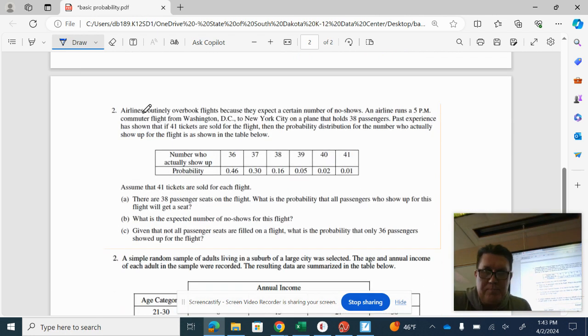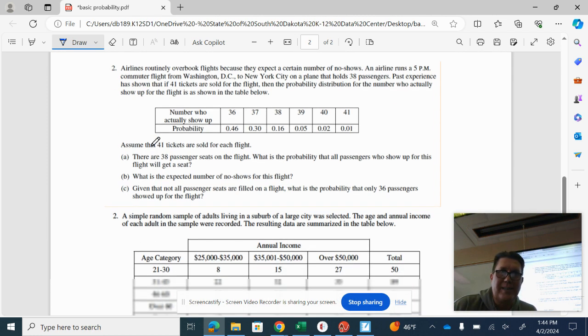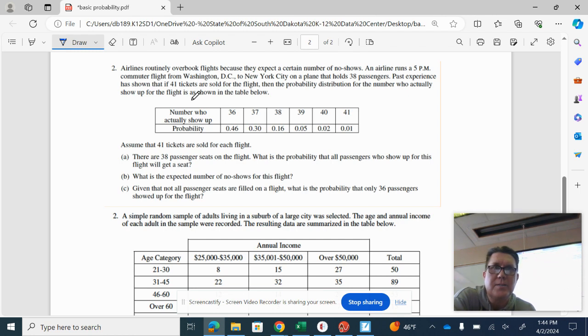Now, these are old free response questions on probability, and I'm not going to probably have enough room to do these on here, so I apologize. I'm going to try to squeeze it in. I'll probably go to the board and talk about them. Airlines routinely overbook flights because they expect a certain number of no-shows. An airline runs a 5 p.m. commuter flight from Washington, D.C. to New York on a plane that holds 38 passengers.